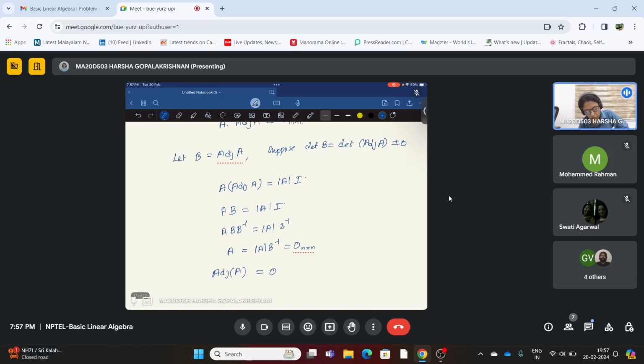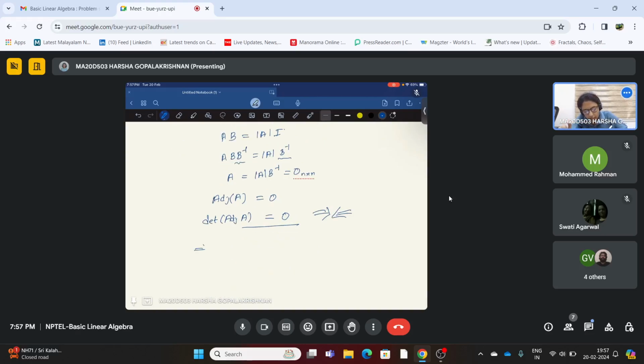Now, what is determinant of adjoint of A? 0. Now we got a contradiction, correct? We started with the determinant of adjoint of A being non-zero, but after some calculation we got determinant of adjoint of A equal to 0. This is a contradiction. Why does the contradiction occur? We assumed the determinant of B is non-zero. Actually, determinant of B should be equal to 0. Multiplying with B inverse is not possible. That is the reason we are getting the contradiction.